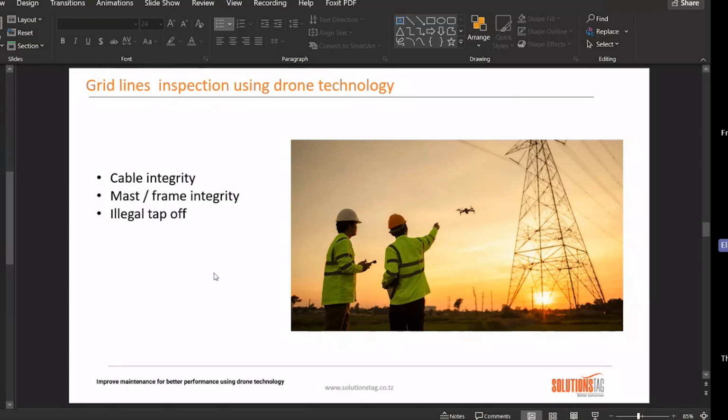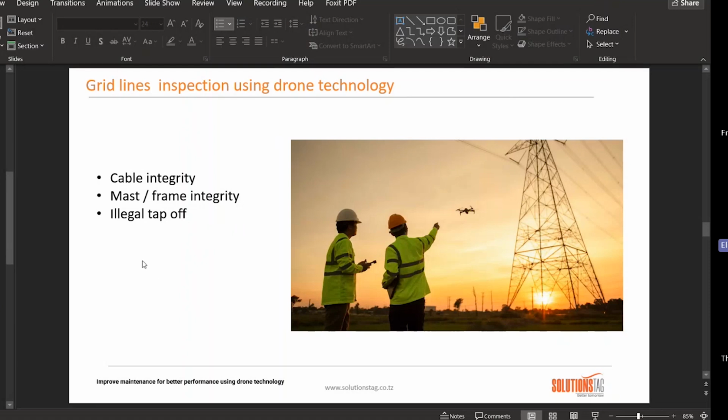That means the frame of the mast. Is it okay? Is there some sort of corrosion maybe in the mast, and so forth? But also another major issue is the illegal tap-off. Some people tap off from the main grid without being metered by the power supply. This causes a lot of loss because they are consuming what they are not paying for. So through inspection using drones, we can identify all these illegal tap-offs that can happen.